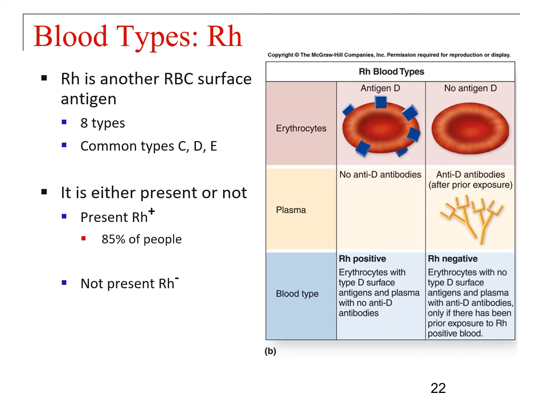So your erythrocytes are not going to have any type D surface antigens, and the blood plasma will only have antibodies if there's been prior exposure to Rh positive blood. Now, what does this mean in terms of blood donation? It means that if you're Rh negative, then you can donate to any Rh positive person. It means if you're Rh positive, you cannot donate to an Rh negative person if they've had prior exposure. Fortunately for us, in terms of blood donation, Rh positive is about 85% of the population.